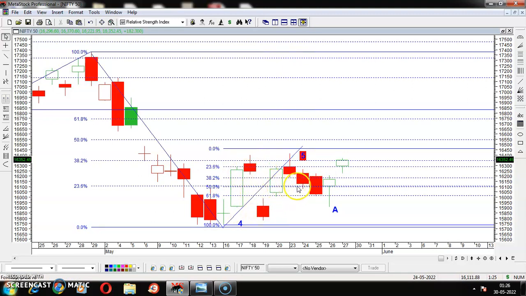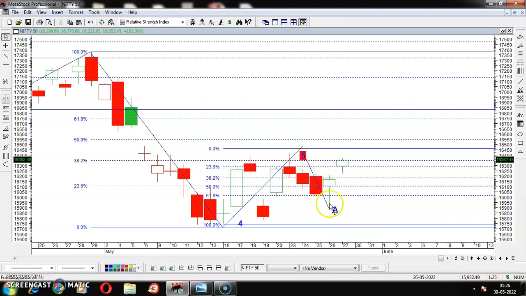You see, it has already crossed the 61.8%. So now let me draw the fifth impulsive wave from here. The fifth impulsive wave has already been completed. So if anybody had shorted at the particular 23.6% level, he could have booked a profit of 38.2% or 50%.